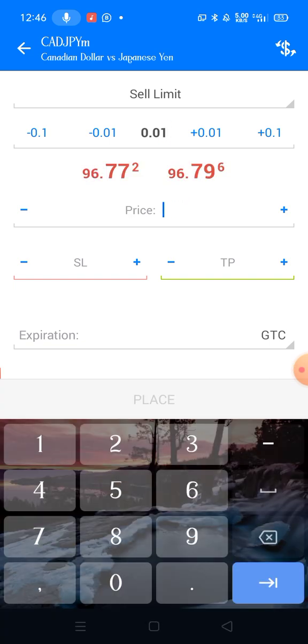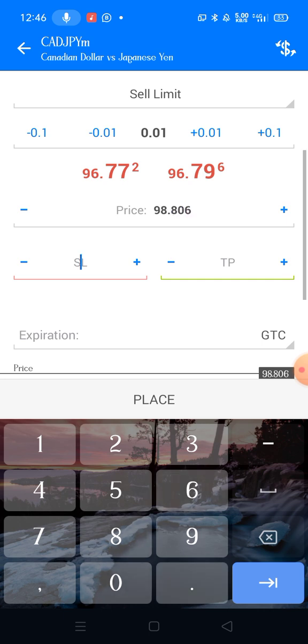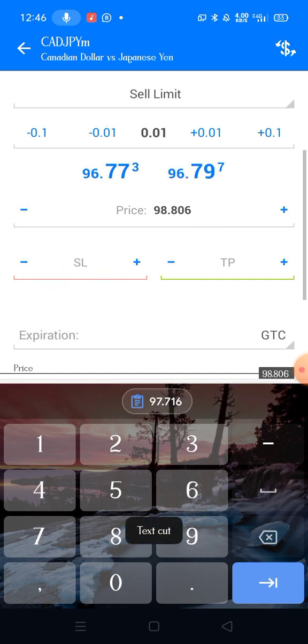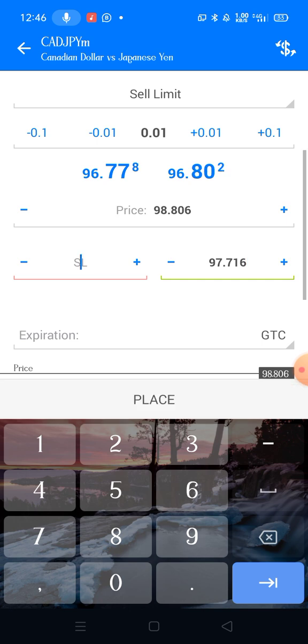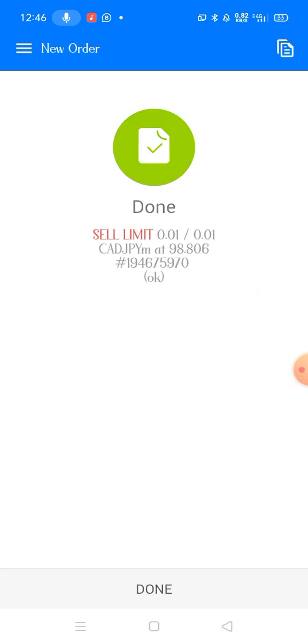The entry price is 98.806. Take profit 97.71. Sorry, stop loss 99.106. So this is it. In this trade, we are risking $3 to make nothing less than $9.